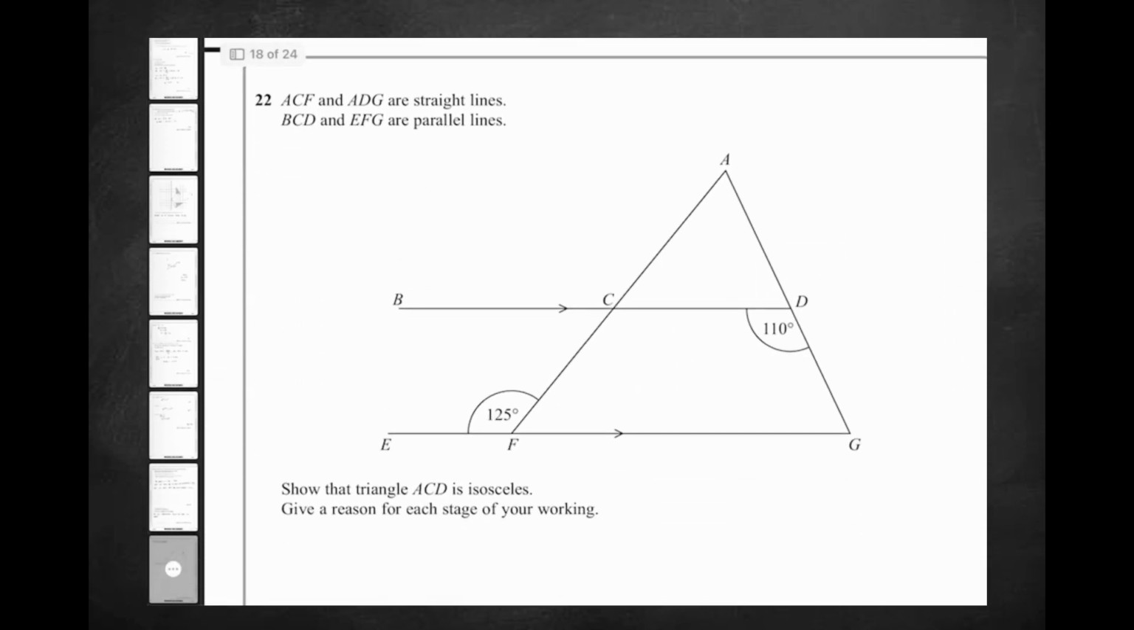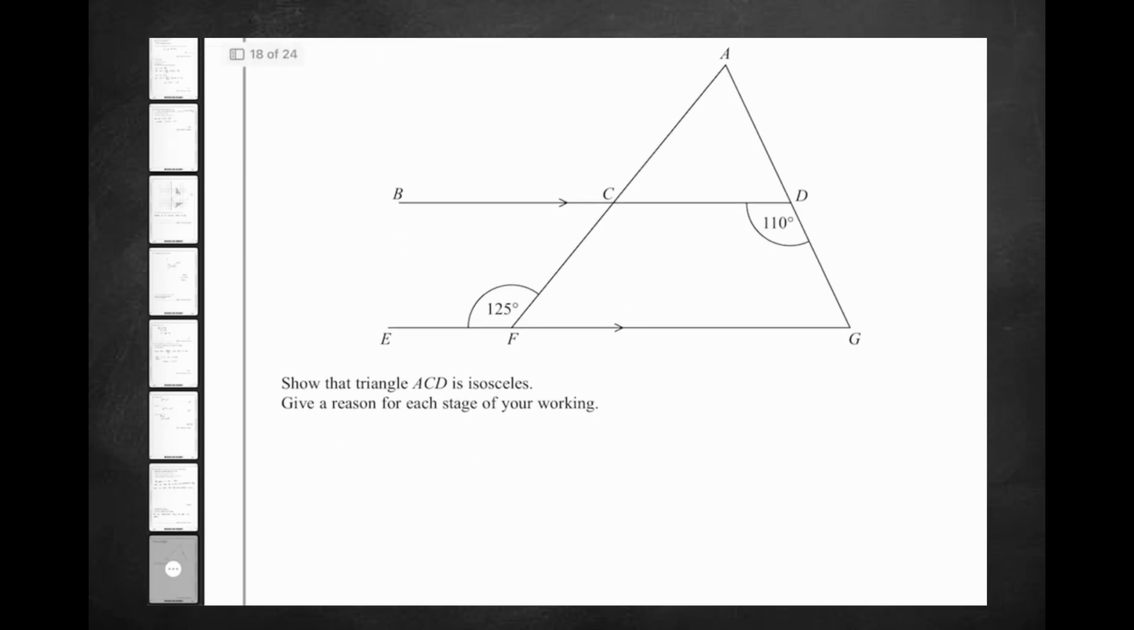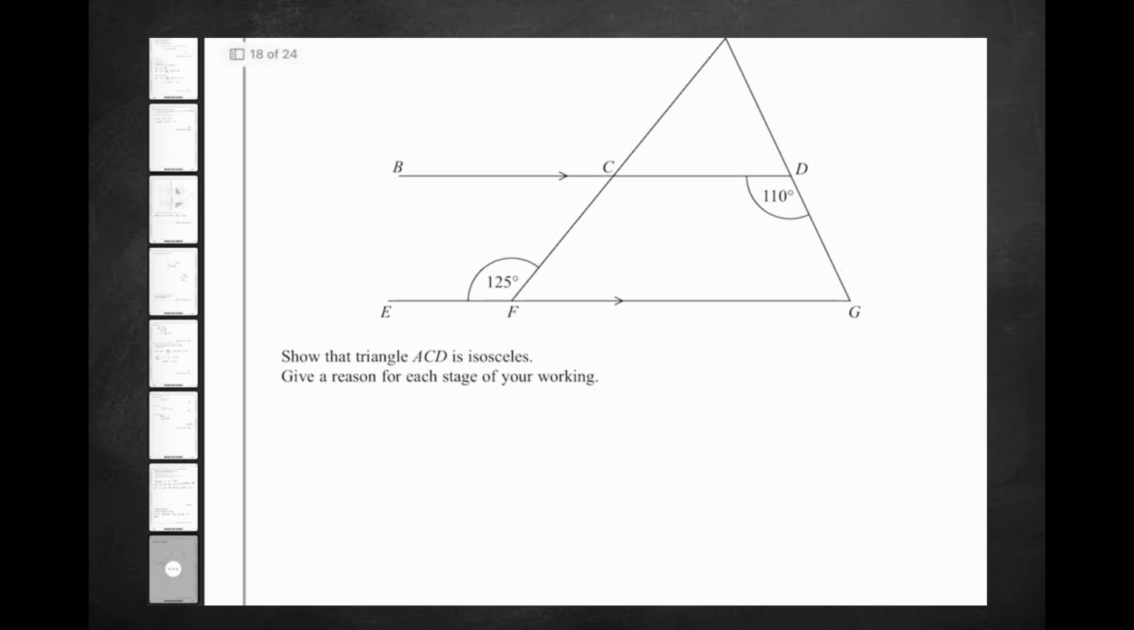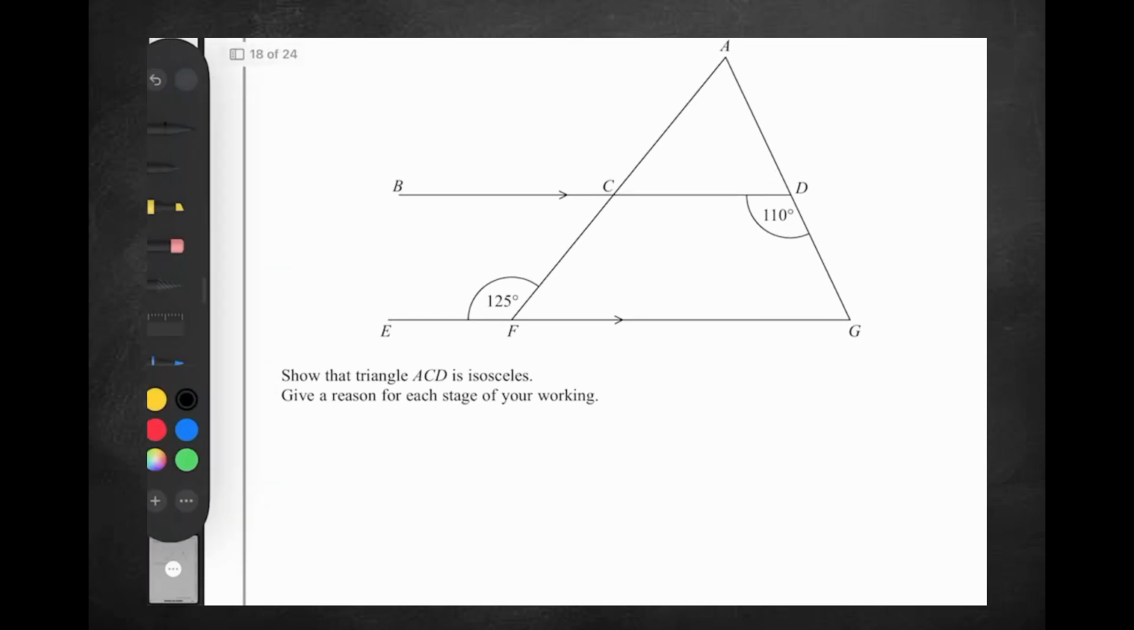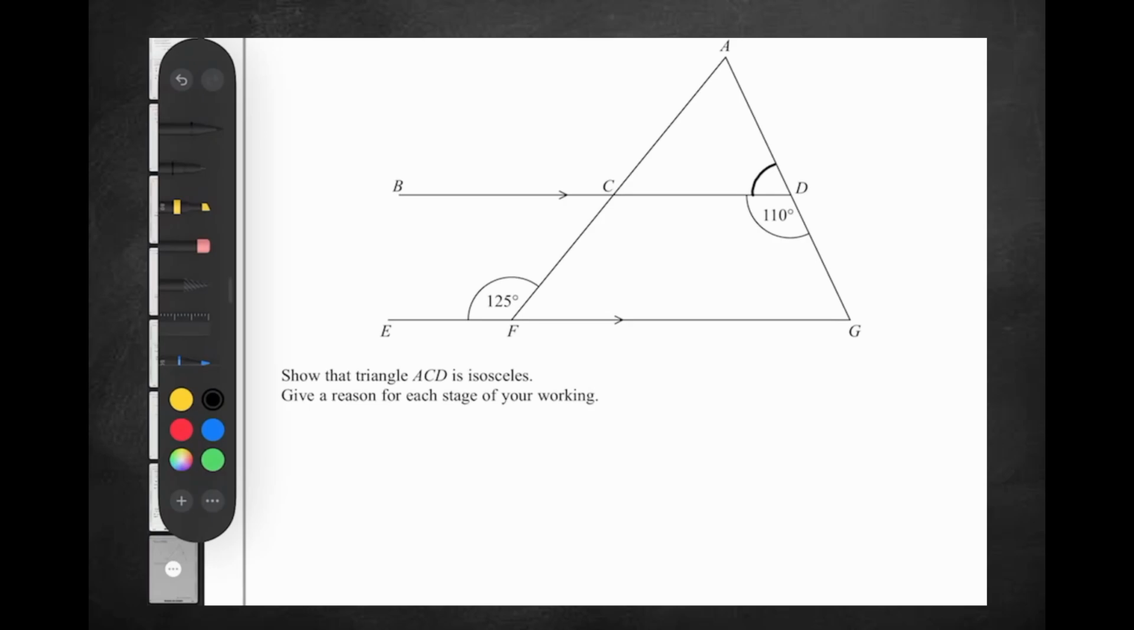Question 22. ACF and ADG are straight lines. BCD and EFG are parallel lines. Show that ACD is isosceles. Give a reason for each stage of your working. So what we're going to start by saying is, a little bit higher up, ADC is 70 degrees. ADC equals 70 degrees as angles on a straight line add to 180 degrees.